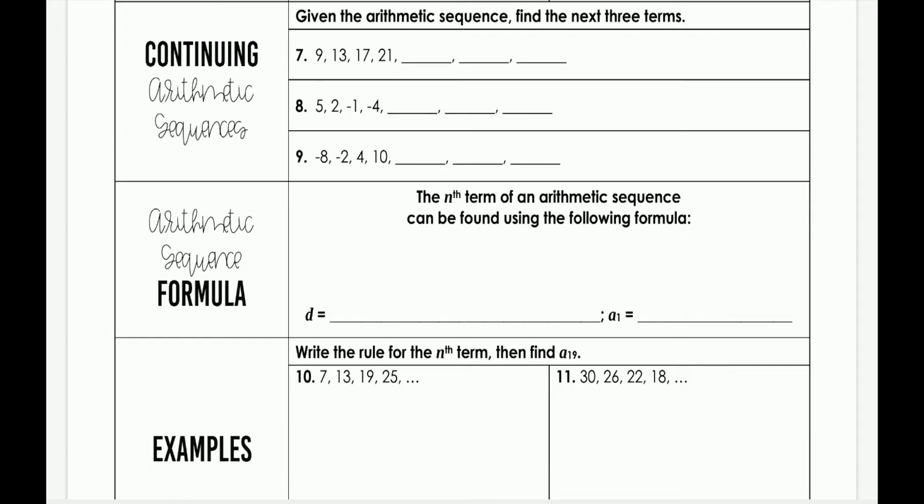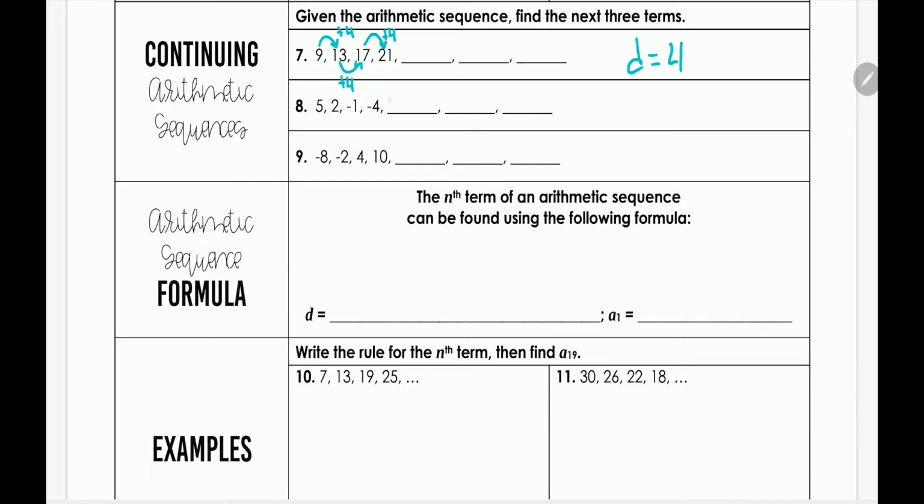So let's take a look at number 7. This is an arithmetic sequence. We have to find the common difference, in other words, d. So how do we go from 9 to 13? Well, we add 4. How do we go from 13 to 17? You also add 4. 17 to 21, you add 4. So with this, I can say that the common difference is 4.